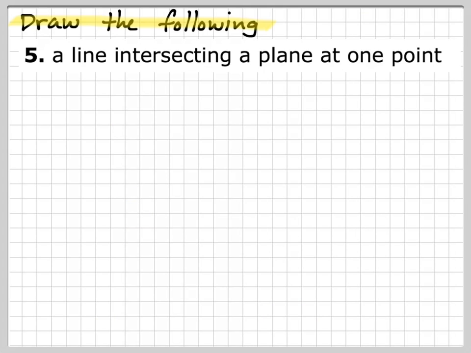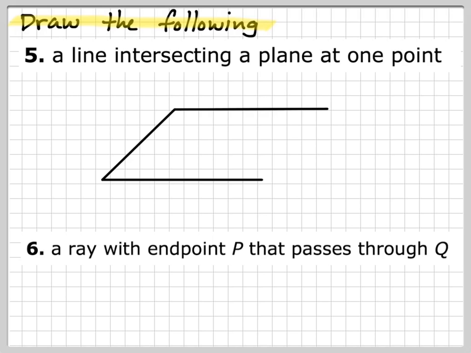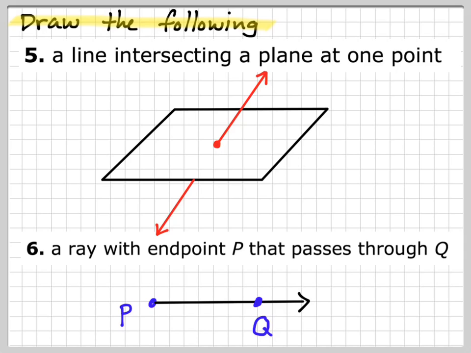Okay, draw the following. A line intersecting a plane at one point. So I'm going to draw a plane, shoot a line through it. A ray with endpoint P that passes through point Q. There's point P, shoot a ray any direction, make sure it goes through Q. And that's it for the lesson.